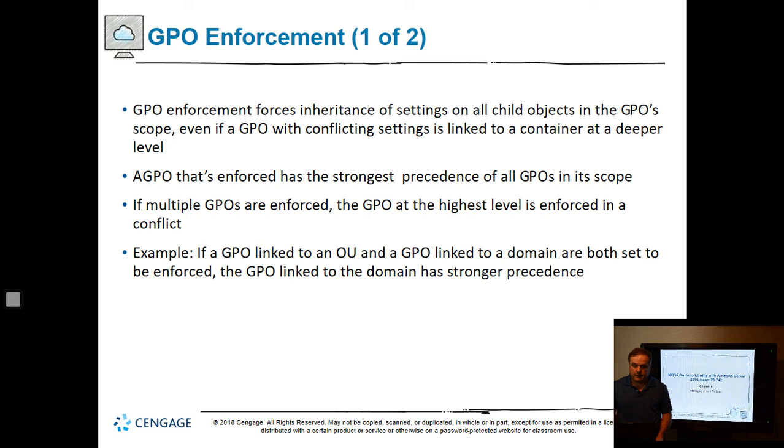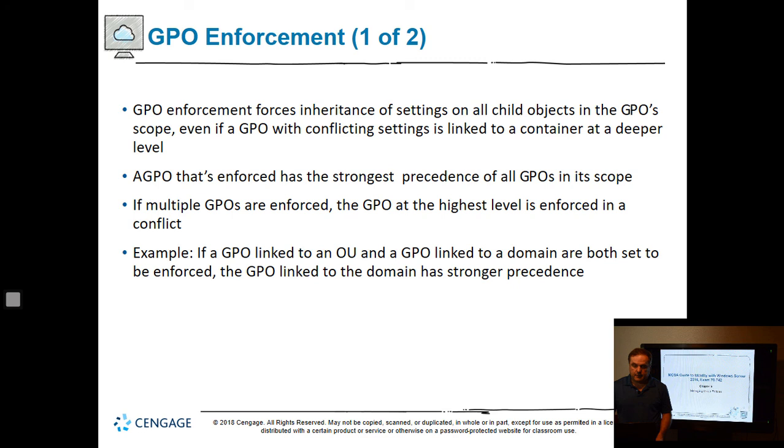Group Policy Enforcement forces inheritance of settings on all child objects. So even if you have conflicting settings, it's going to apply it anyway. The GPO that's enforced has the strongest precedence of all GPOs in its scope. So if multiple group policy objects are enforced, the GPO at the highest level is the one enforced in a conflict. So you can end up with conflict states, which will show up in log files.